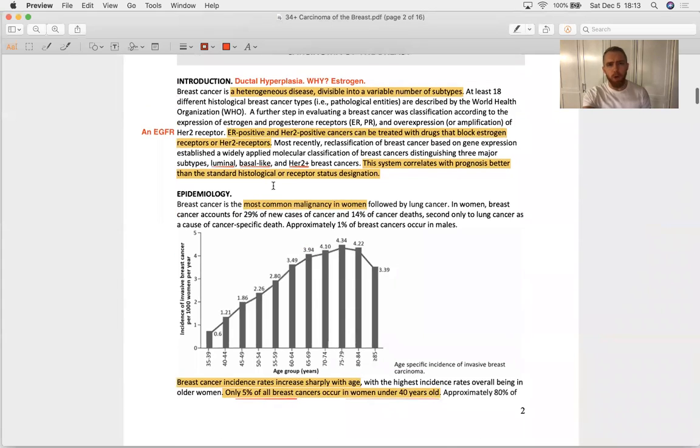Okay, so we're understanding that the reason you get breast cancer is because you have some sort of hyperplasia of breast tissue. Why would you ever have hyperplasia of the breast? Because estrogen makes breast tissue grow and divide. So the more estrogen you have, and especially it's a lifetime exposure thing, the more likely you are to get breast cancer.